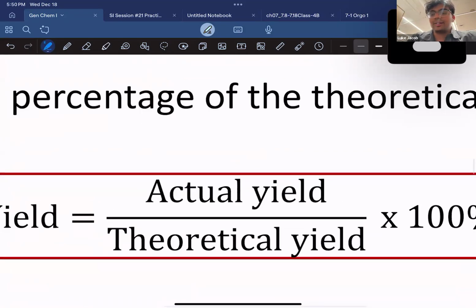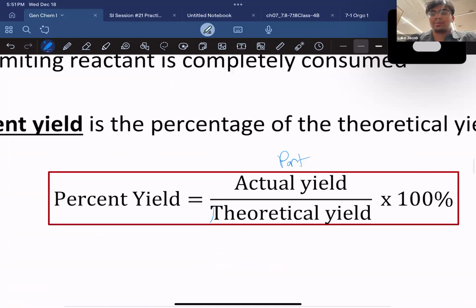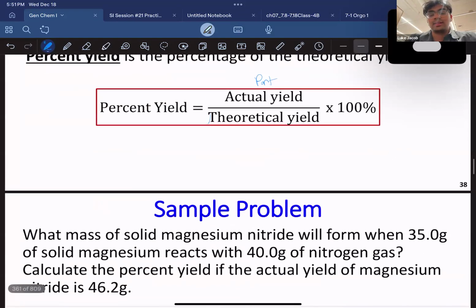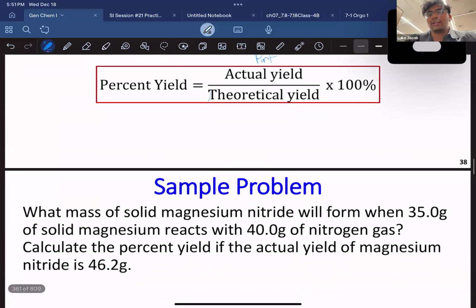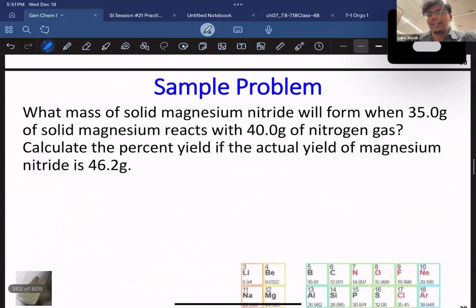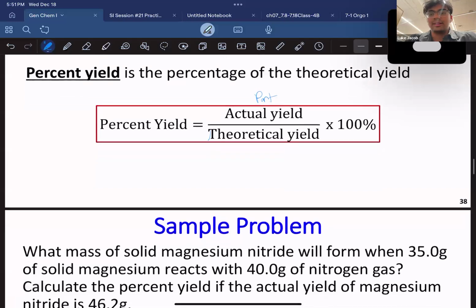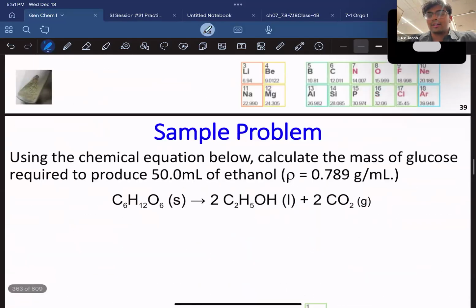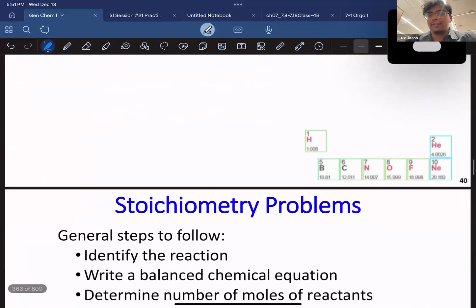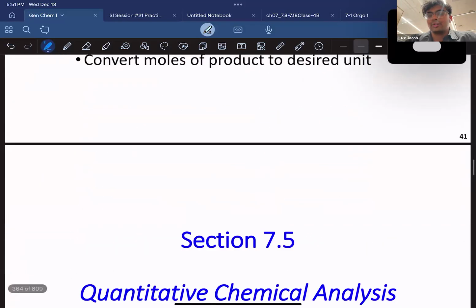So this equation is pretty important, but remember it's part over whole. The actual yield is the part, and the whole would be the theoretical yield. The theoretical yield would obviously be bigger than the actual yield. So there's a little bit of intuitiveness with these kinds of formulas, so you don't need to memorize. If you just understand that it's actual over theoretical, then yeah. Does anyone want me to go over any of these questions or anything in general with stoichiometry?